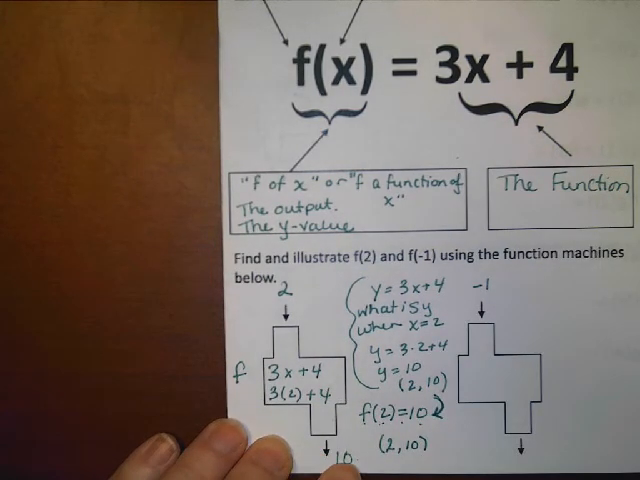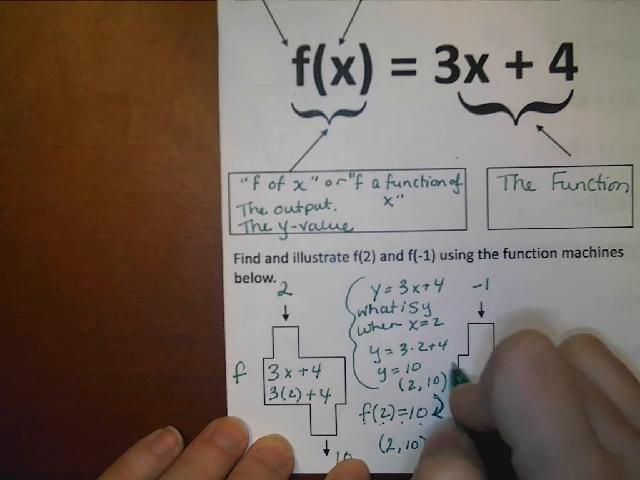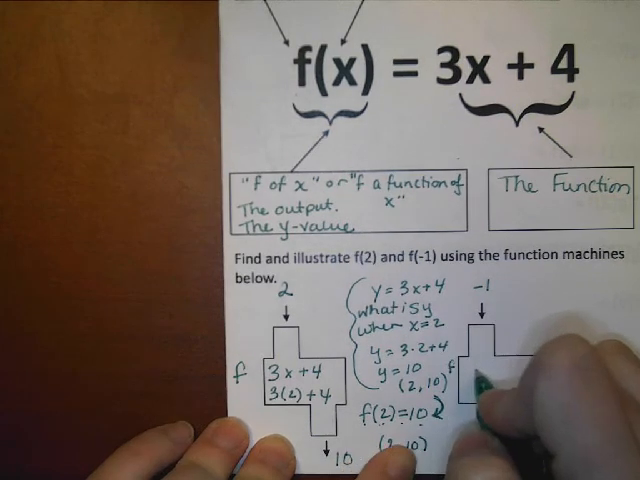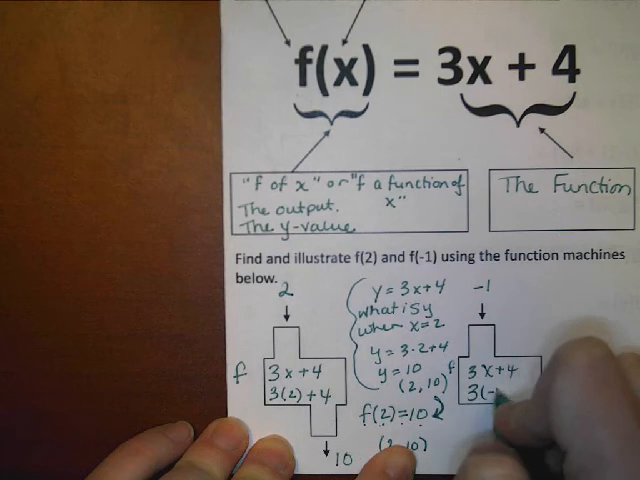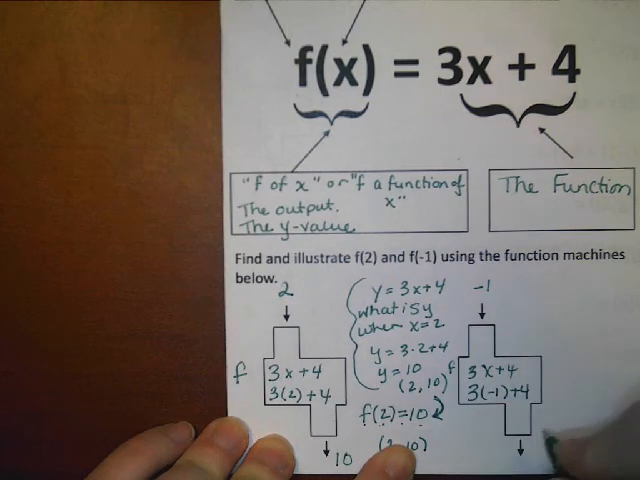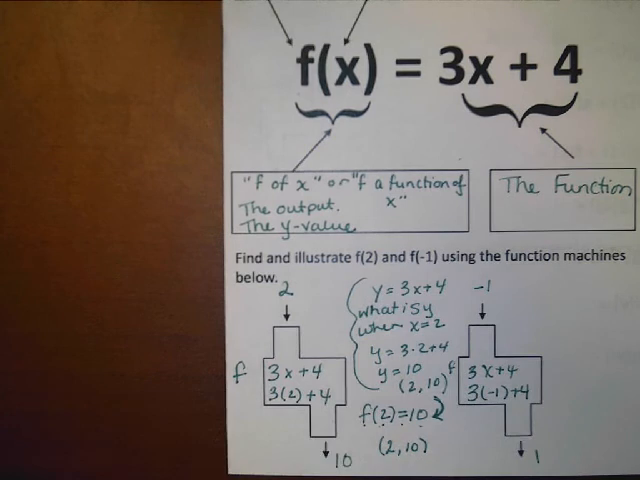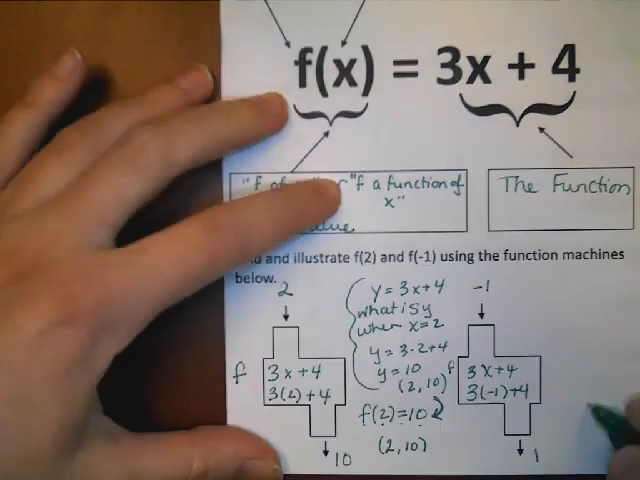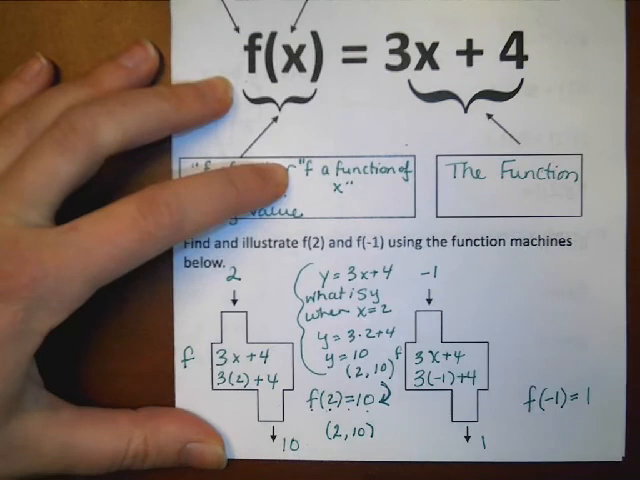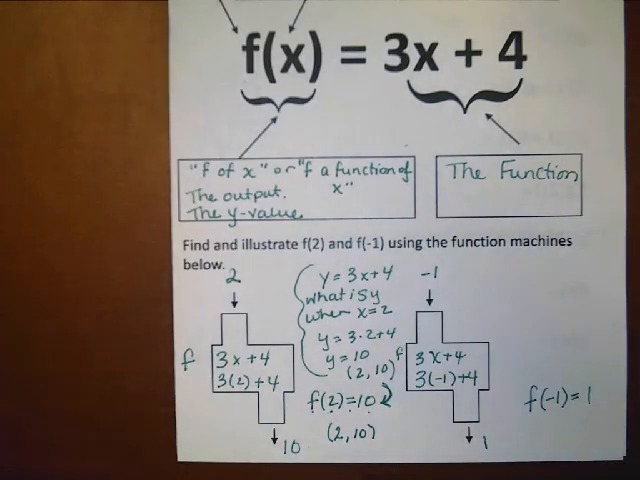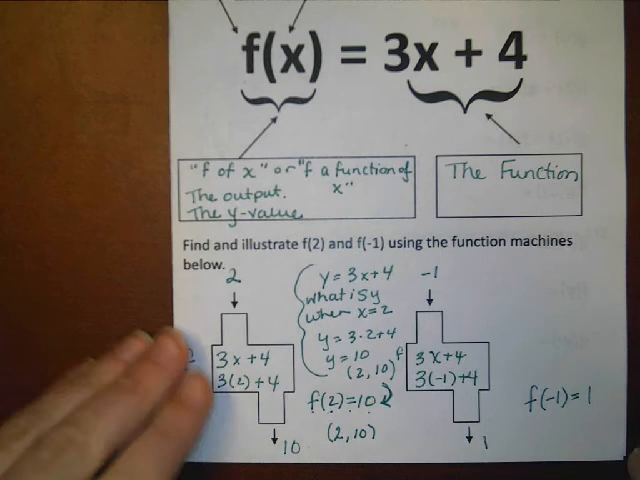All right, so when I put in -1, what do I get out? So f of -1: 3x plus 4 is 3 times -1 plus 4. So I get out, what did you say? 1. Okay. Does that make sense to everyone? So f of -1 equals 1. Good?